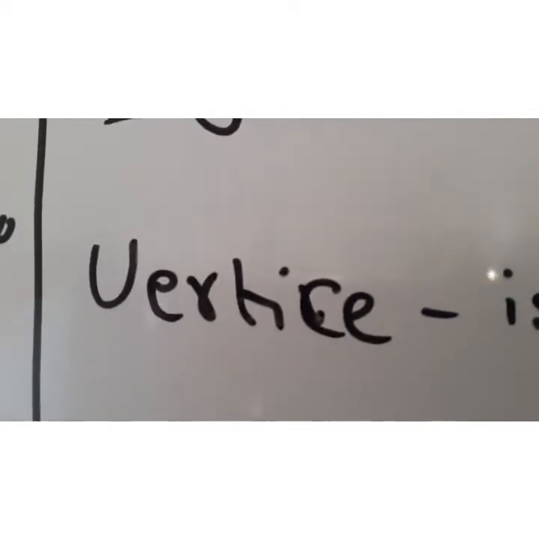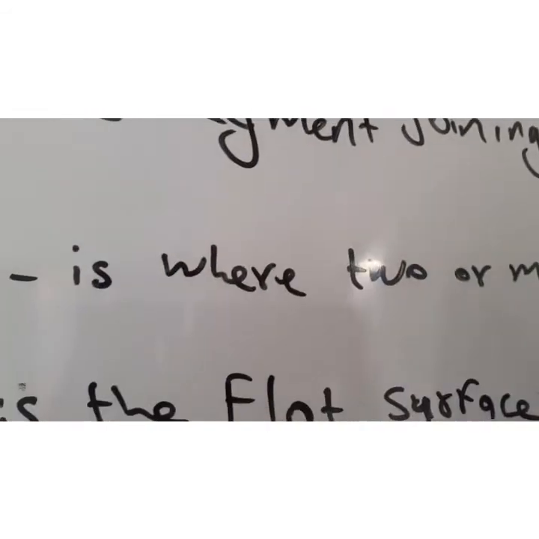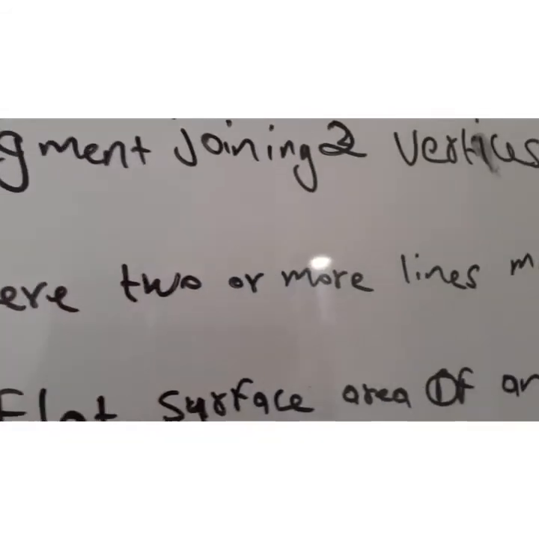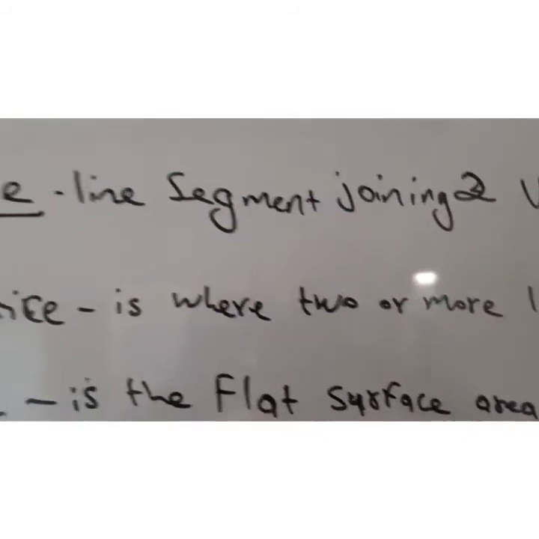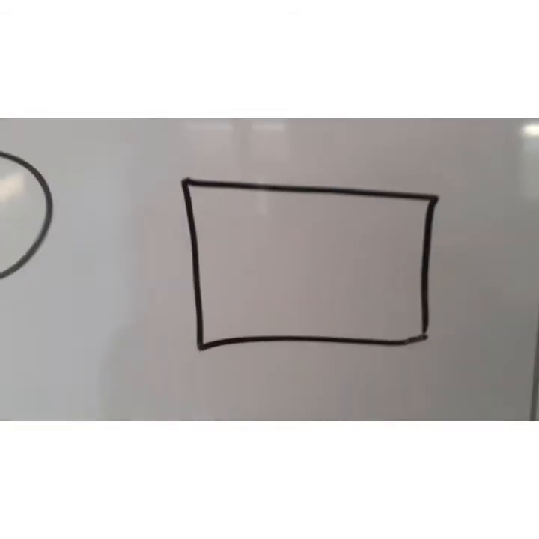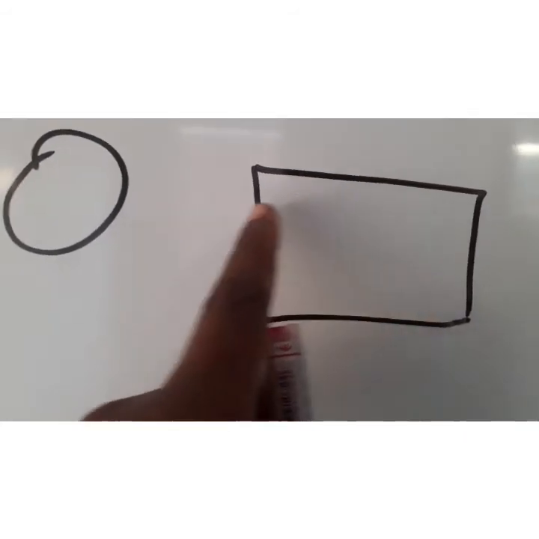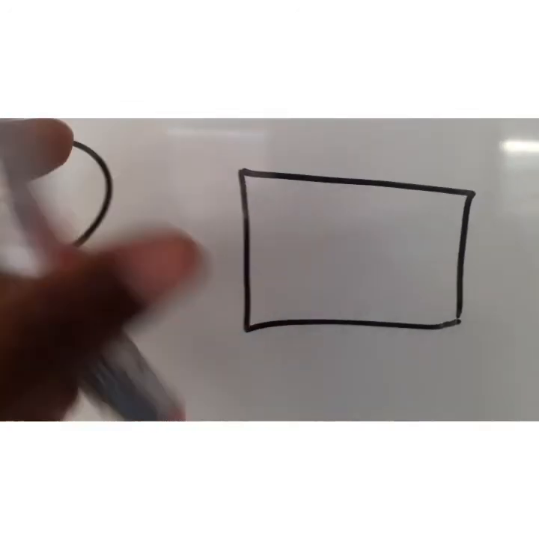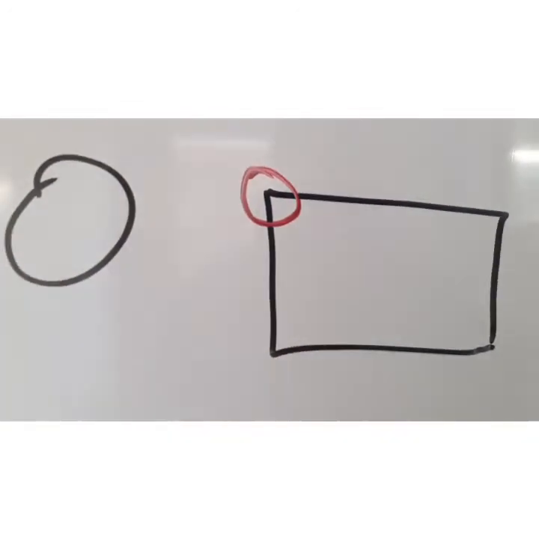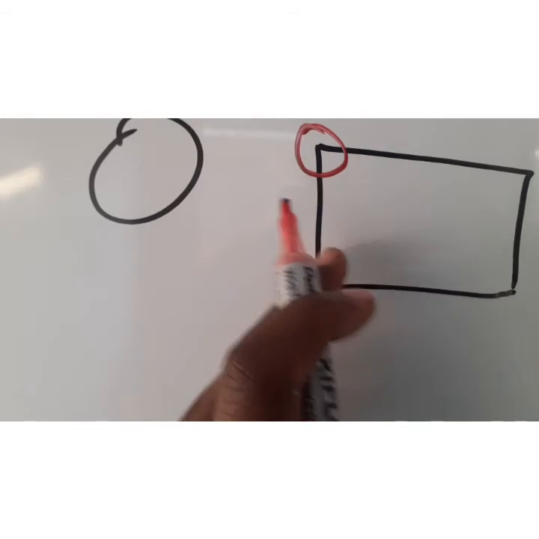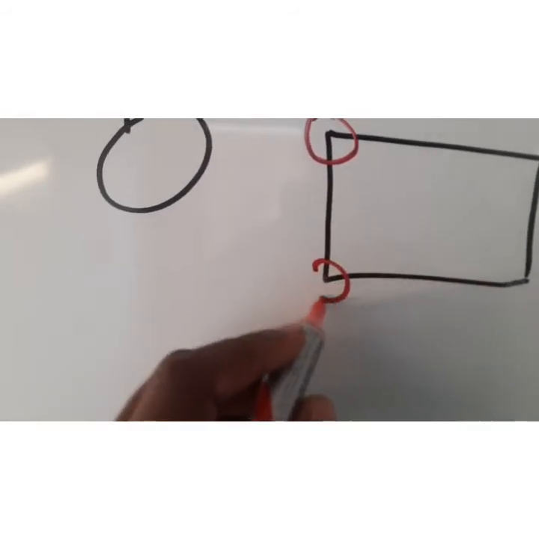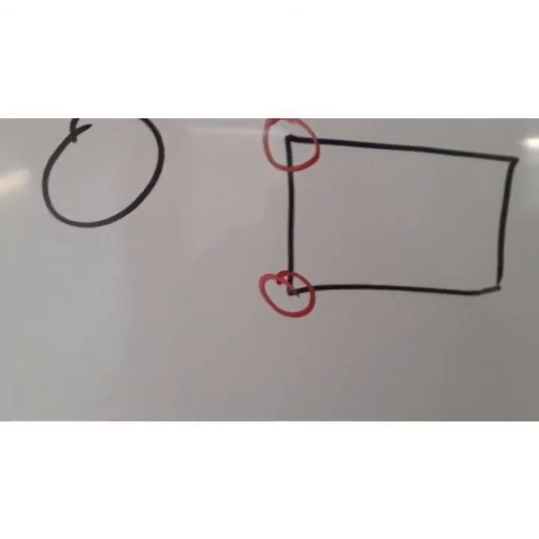So a vertex is where two or more lines meet. Okay, a vertex is where two or more lines meet. In this case, you look at my 2D shape here. I have this line and this line, they meet here. That makes it my first vertex. I have this line and this line, they meet here. This is my second vertex.